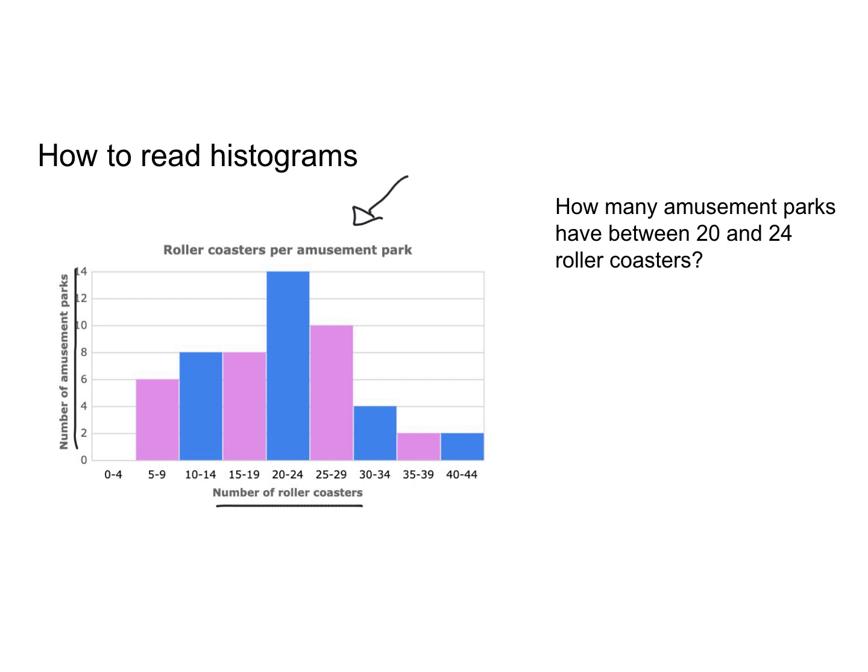So the question that is being asked here is how many amusement parks have between 20 and 24 roller coasters? So I'm going to go look for that range, 20 to 24. Here we go, I found it right here. We have to figure out how many amusement parks. So now I'm going to look at the y-axis, and I'm going to go over here and follow that over. So that says 14. So this is telling us 14 amusement parks have between 20 and 24 roller coasters.